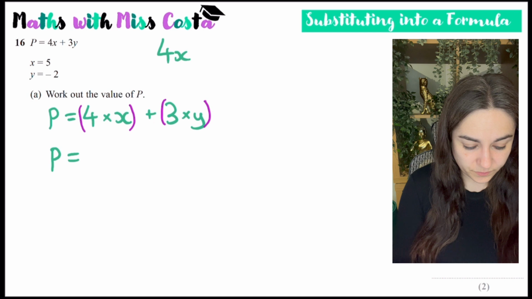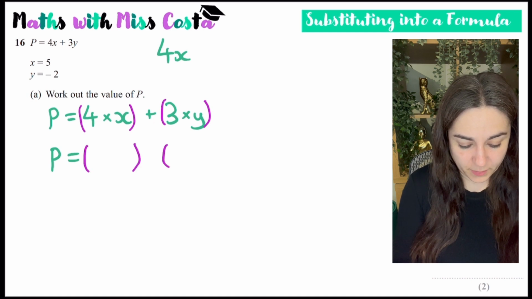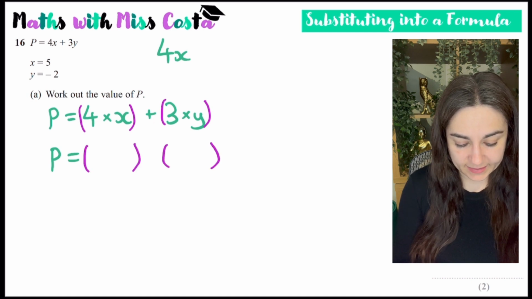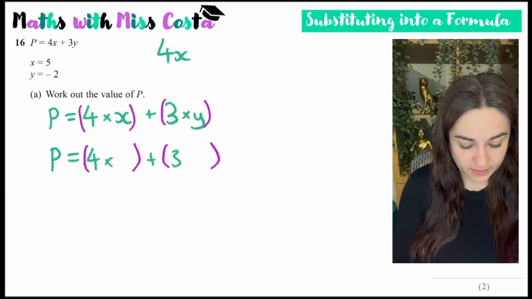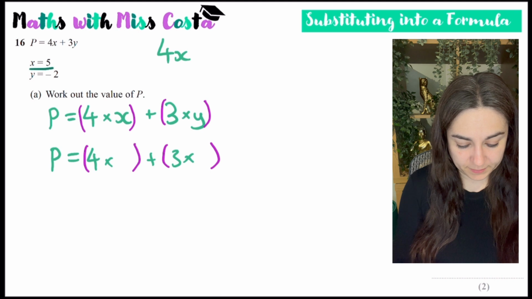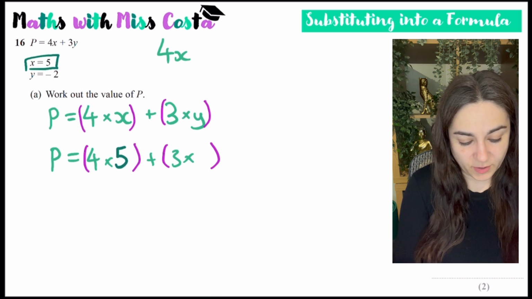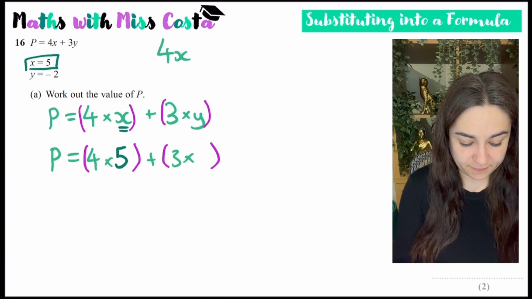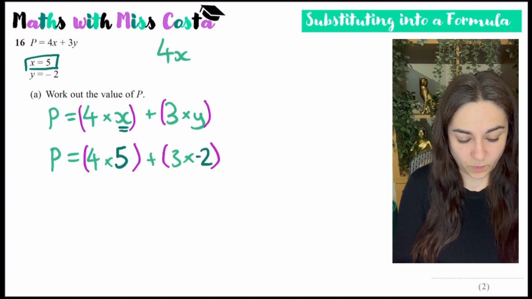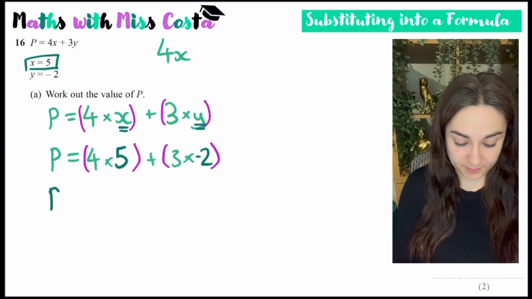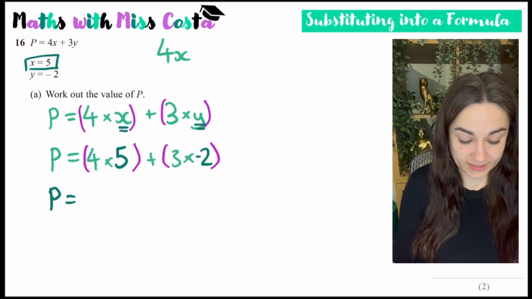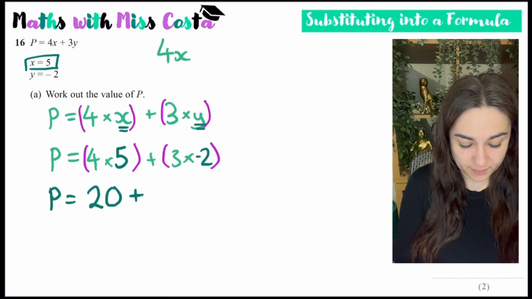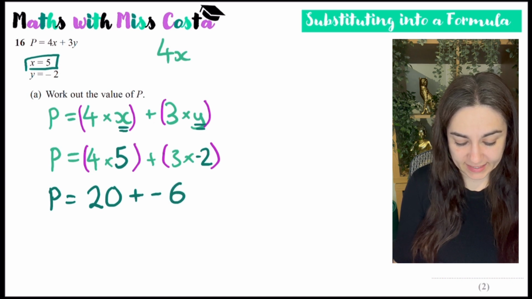So to work out p, wherever I see an x, I'm going to substitute the value that I've been given. So I'm going to say 4 times by something and 3 times something. I'm told that x is 5, so I'm going to say 4 times 5. And I'm told that y is -2, so I'm going to substitute -2 where there's a y. So let's work through it. We always do what's in the brackets first. So 4 times 5 is 20. And 3 times -2 is -6.